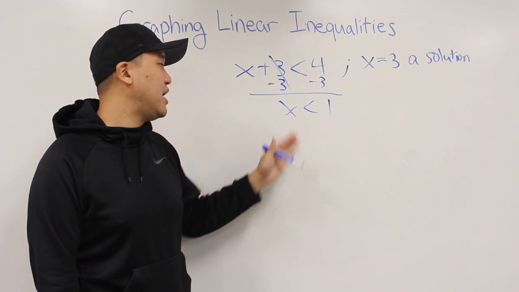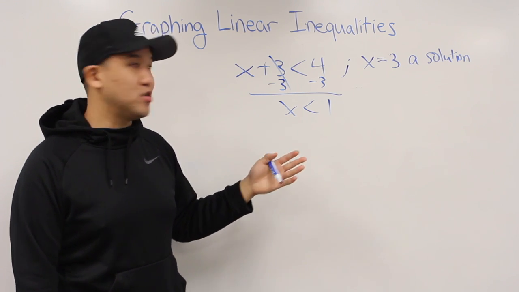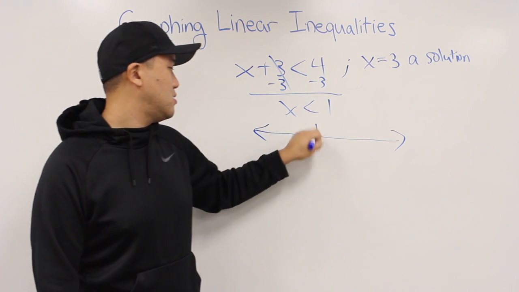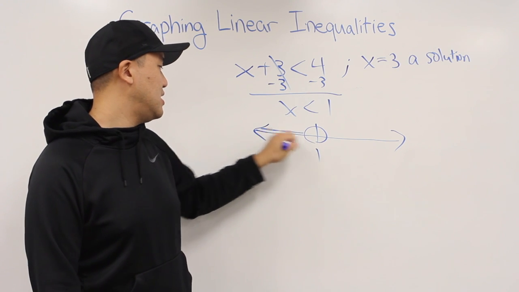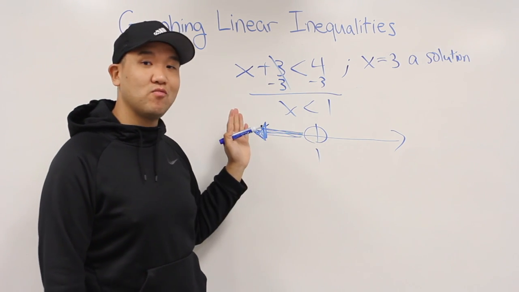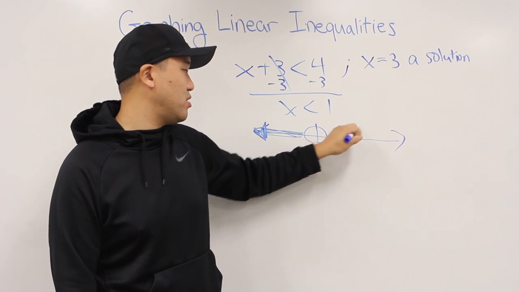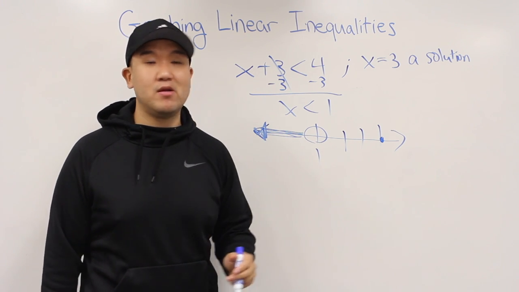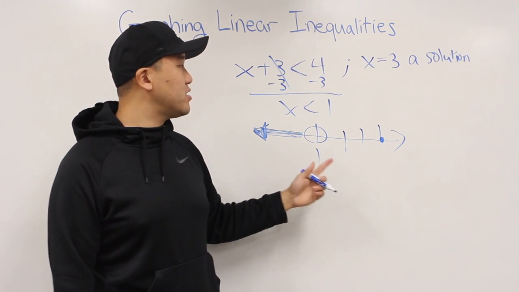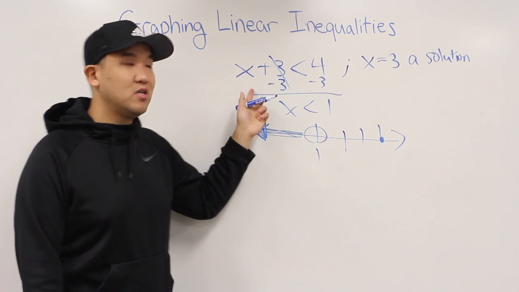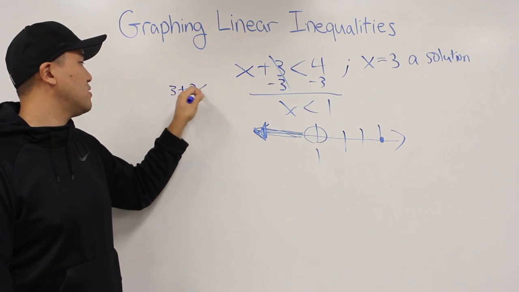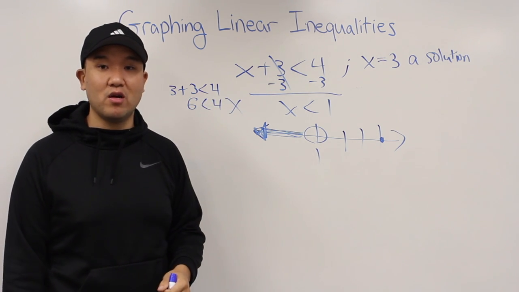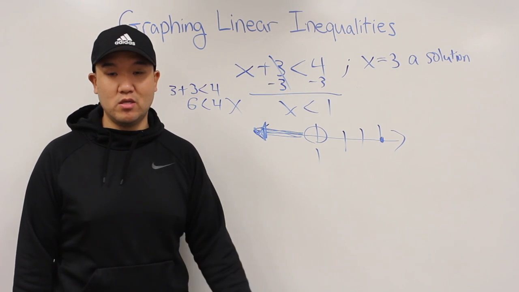So then you can ask yourself, anything less than 1 is a solution, so is 3 a solution then? If I graph this, I have 1 here, open dot, less than. So anything less than 1 is a solution, but they're asking, is 3 a solution? It is not, because it's not within this parameter. Another way you could have done this problem was just plug in 3 for x. So you could have said, is 3 plus 3 less than 4? So you have 6 is less than 4. That is not true. 6 is not less than 4, therefore it is not a solution.